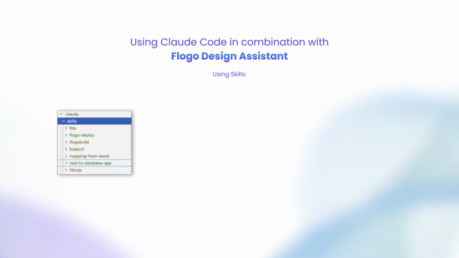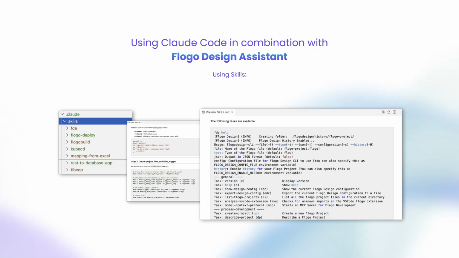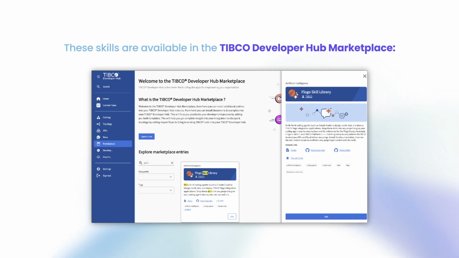To achieve this, we rely on skills, essentially small Markdown files that provide precise instructions to our AI, which in this case is coding agents, teaching it exactly how to execute highly specific tasks. These coding agent skills are available in the TIBCO Developer Hub Marketplace.